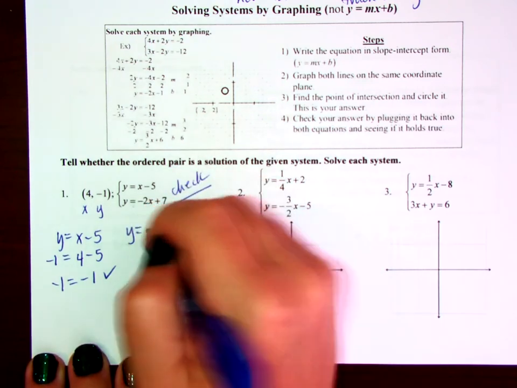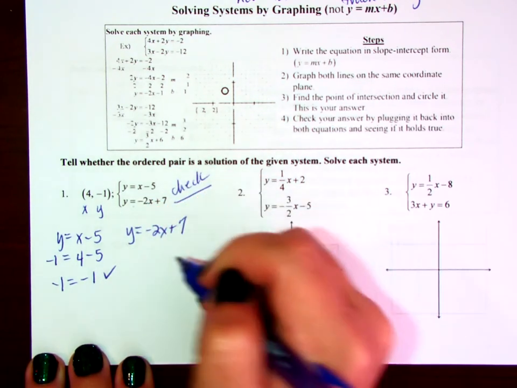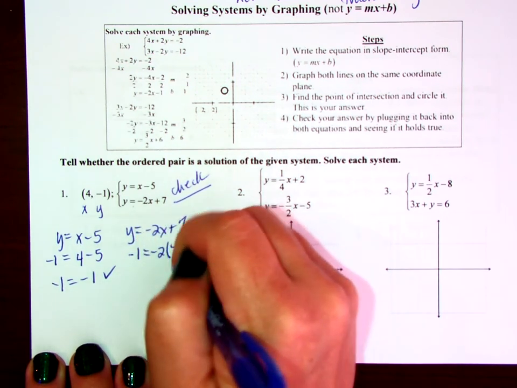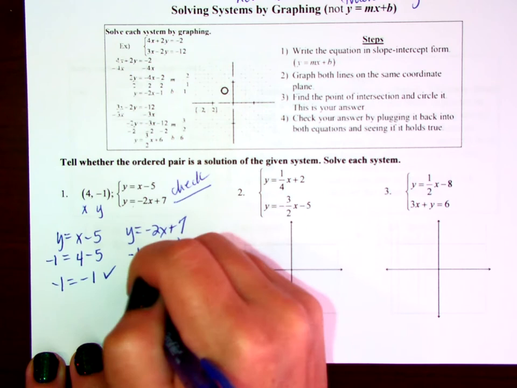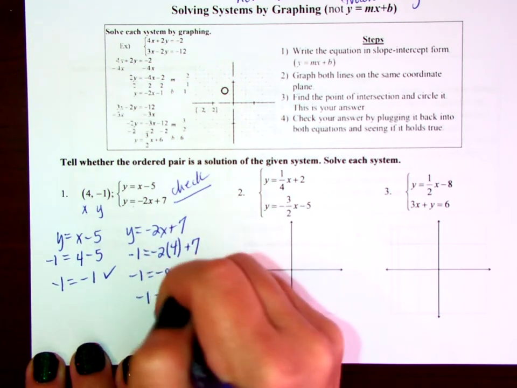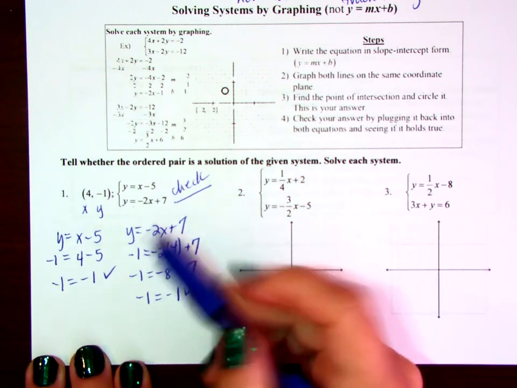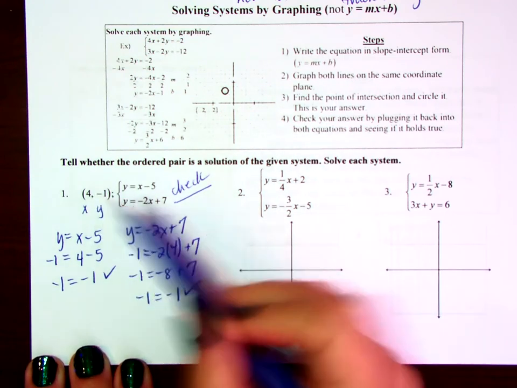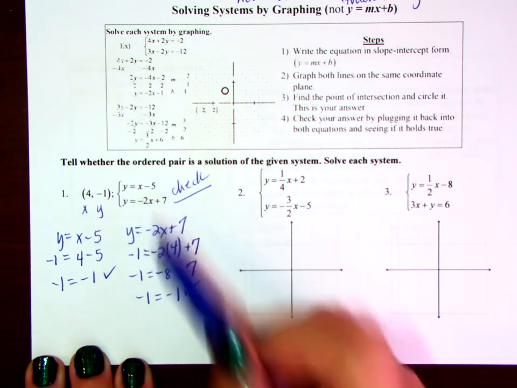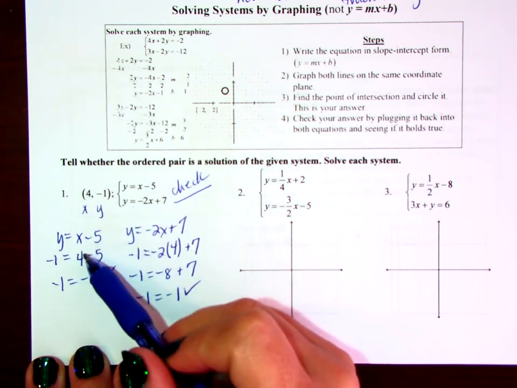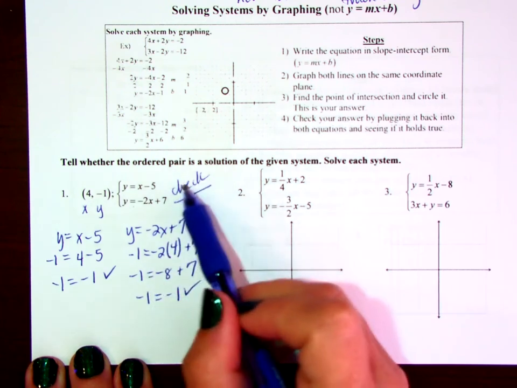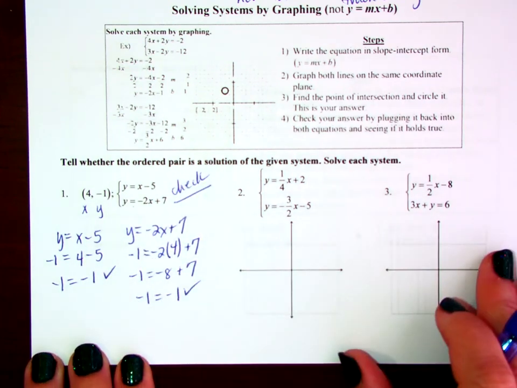And now let's just double check the other one to be sure that it's a solution to both. It has to be a solution to both to be a solution to the system. Since -1 equals -1 again, check. If the point works in both equations and you're able to check it, then it is the solution to your system. If it works in only one but not the other, it is not the solution to your system. So always check your work to double check that the point you got works.